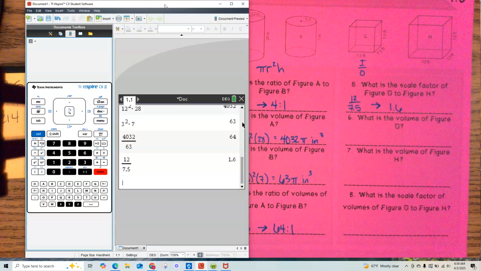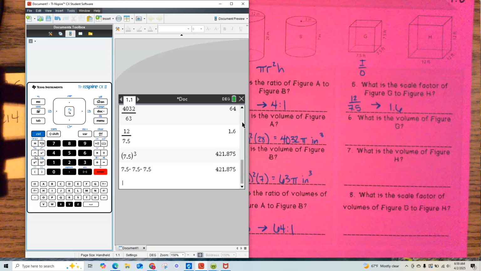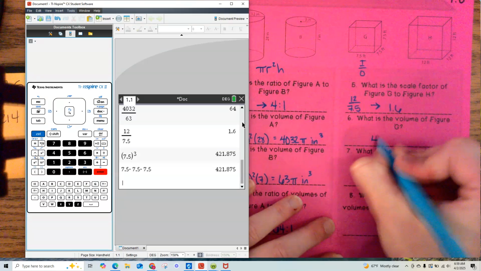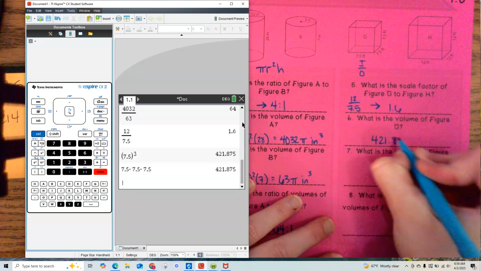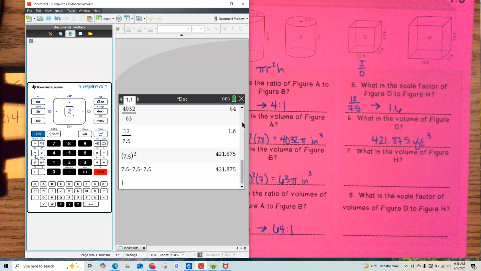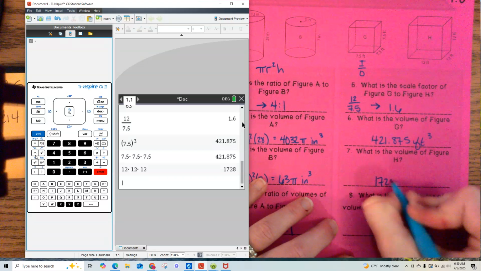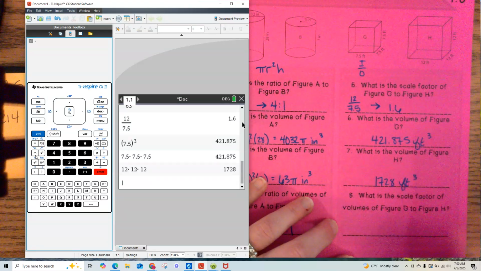And then what's the volume of G? So for cubes, we can just cube a side length or multiply length times width times height. Gives us the same thing. So 421.875. This is going to be feet. And then the volume of figure H, it's 12. So that one is 1728 feet cubed.